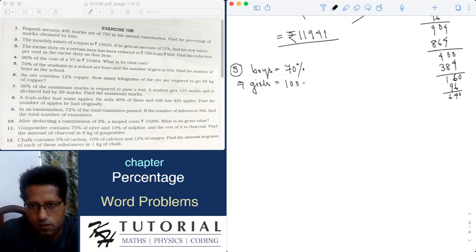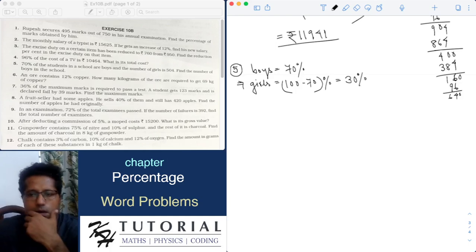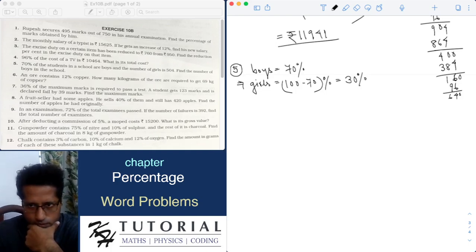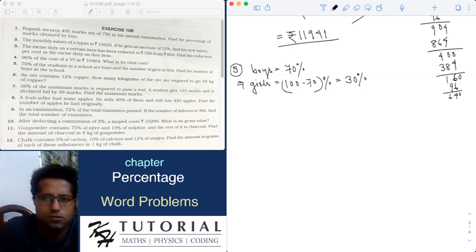Girls is 100 minus 70%. This is 30%. Now also the actual number of girls is given to be 504. Now we have to find the actual number of boys.